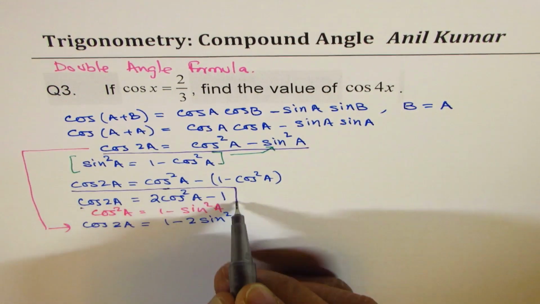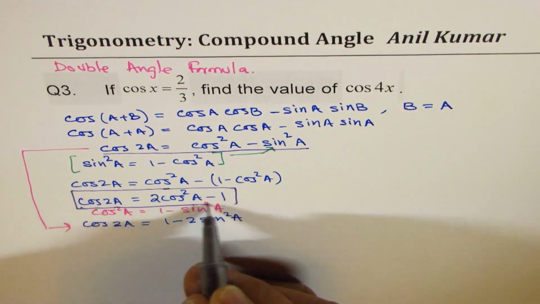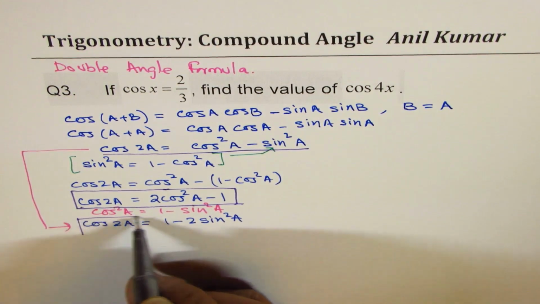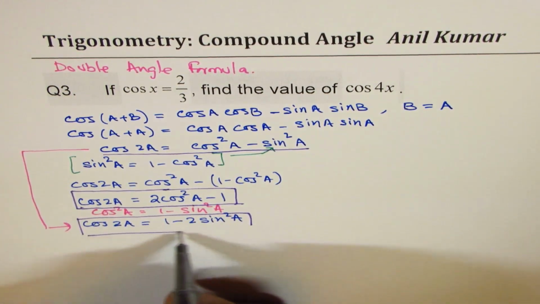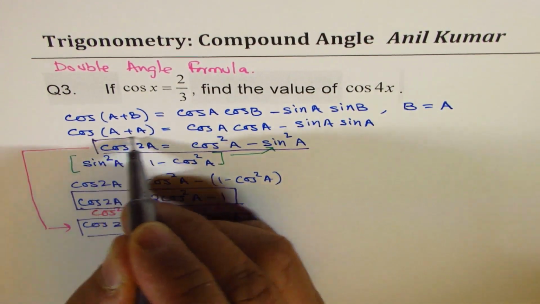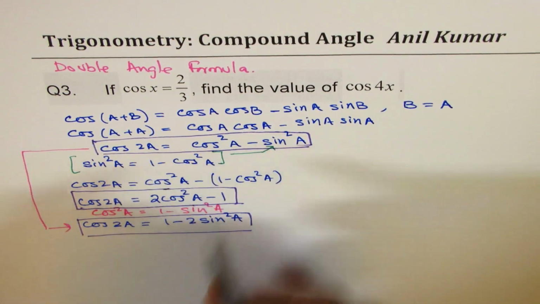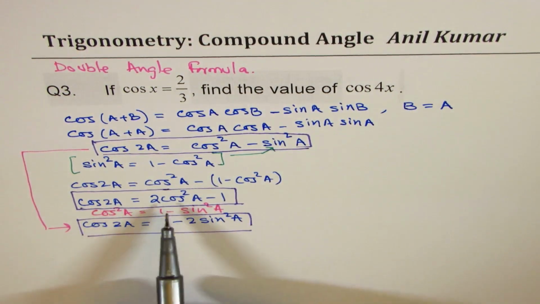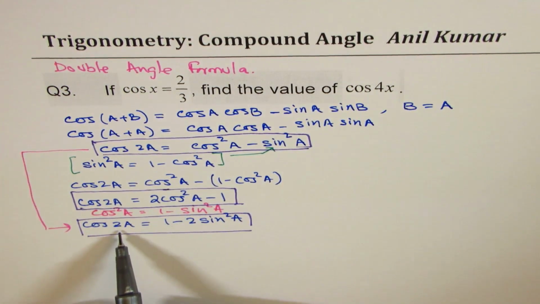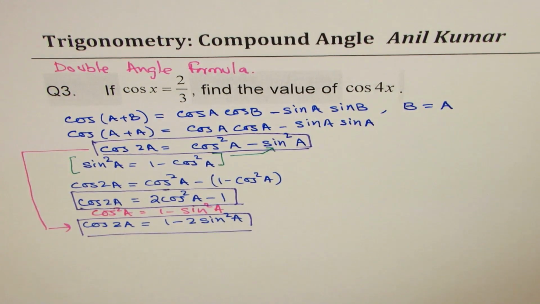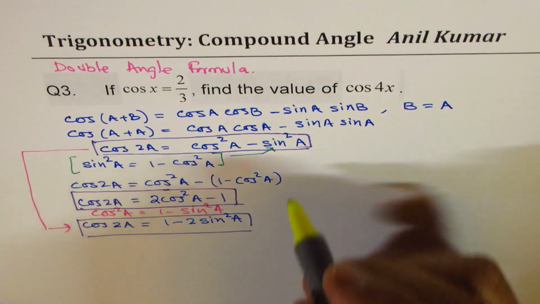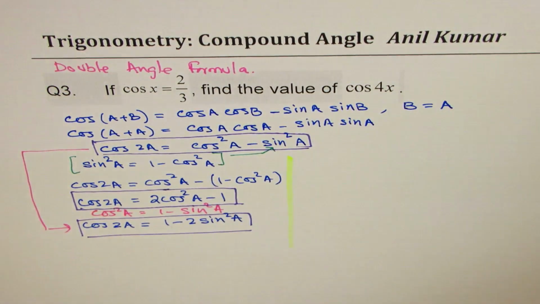Let me do it like this now. Do you see these three formulas? One relates cos 2a with cos square a and sine square a. The other one with cos square a, and the third one is with sine square a. All these three formulas are very important and they are easy to derive, just as we saw here.